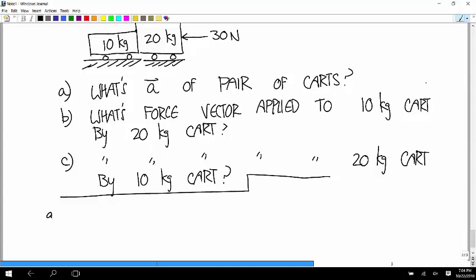Okay, first for part A, our chosen object is going to be the pair of carts together. There's nothing that says you can only lump one thing into your chosen object. If you think about it, everything we think of as an object is really made up of whatever atoms and stuff. So it's perfectly fine for our chosen object to be both lumped together.